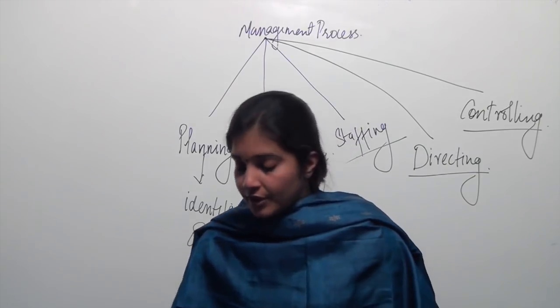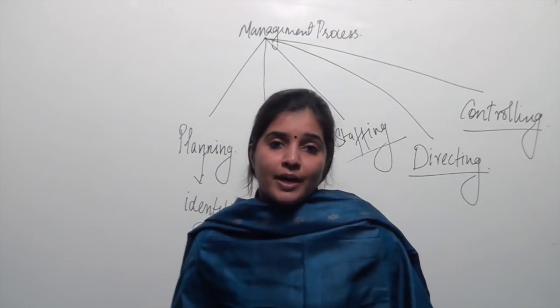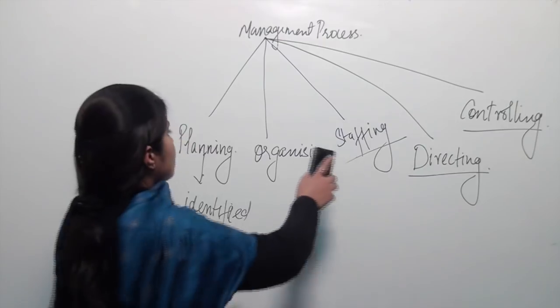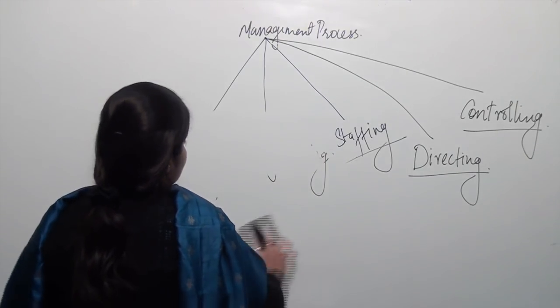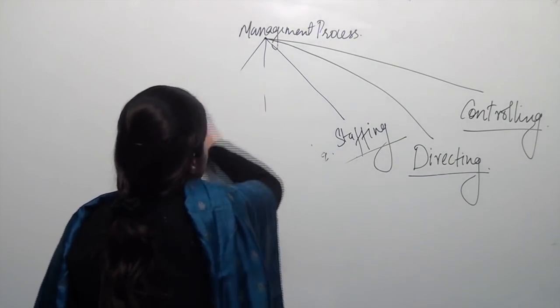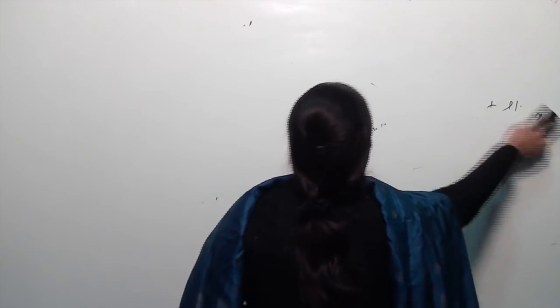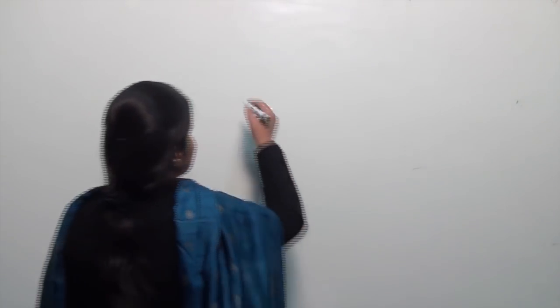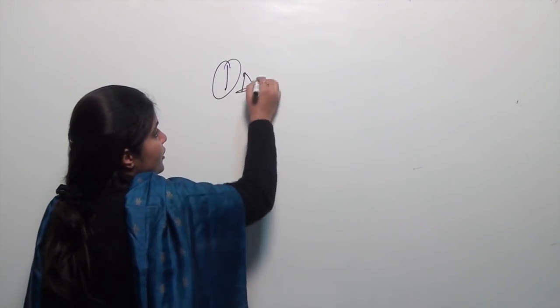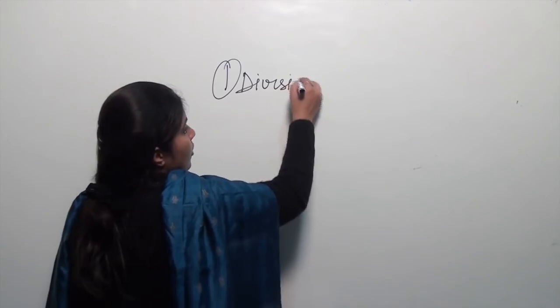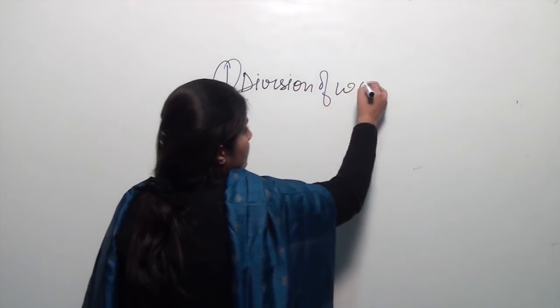Now, I'm going to be covering certain principles given by Fayol. He gave about 14 principles. 14 management principles were given by Henry Fayol. And the first one being, and the most important, I guess you guys will be able to relate to that, is division of work.